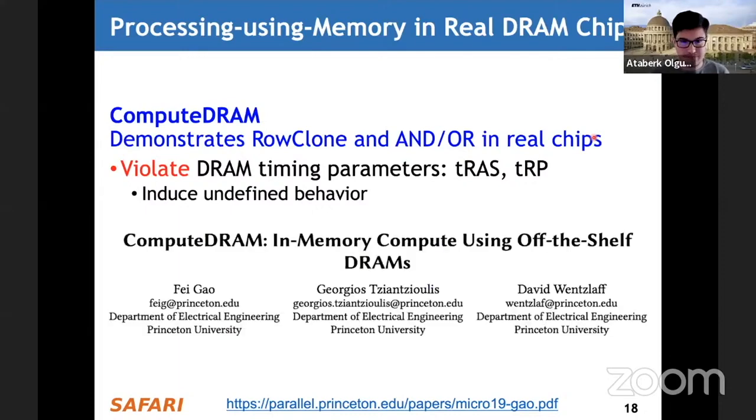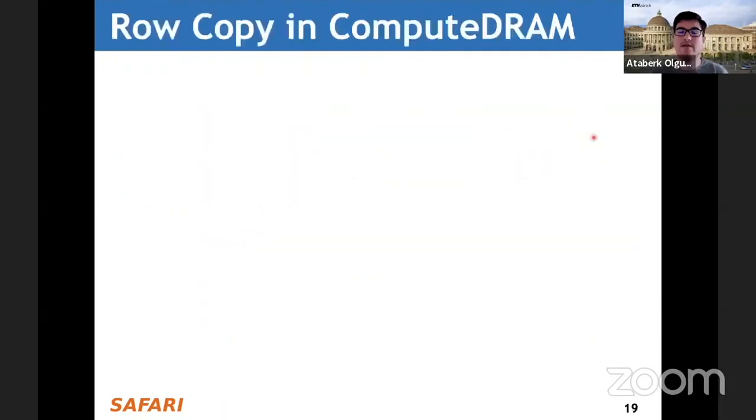Here is the name of the authors and the paper's full name. And I will describe how the proposed methodology in this paper does row copy in real DRAM chips. It's very similar to the key idea and key mechanism of RowClone.